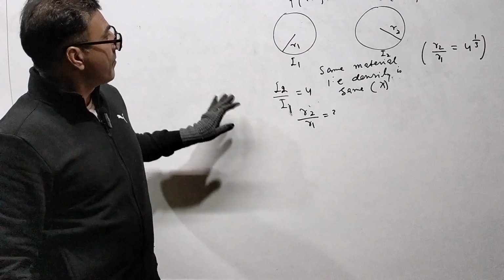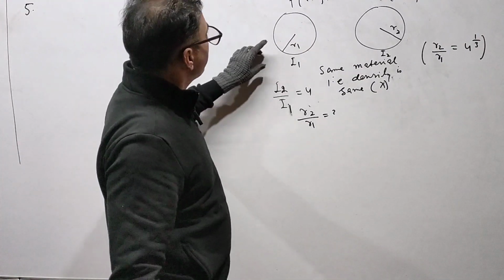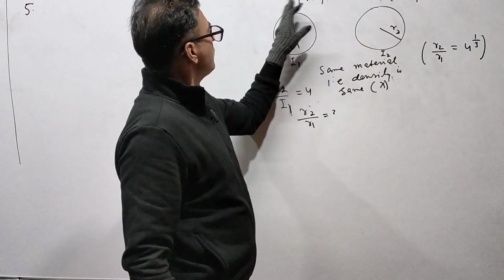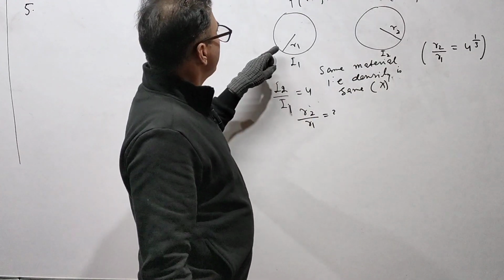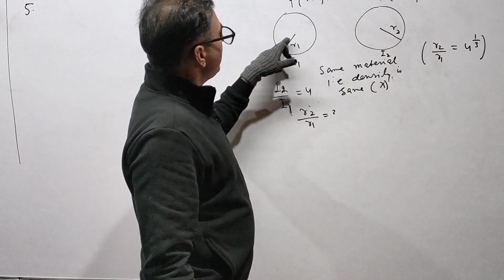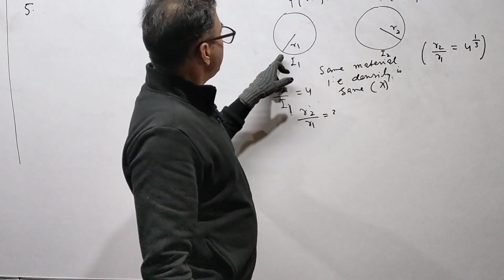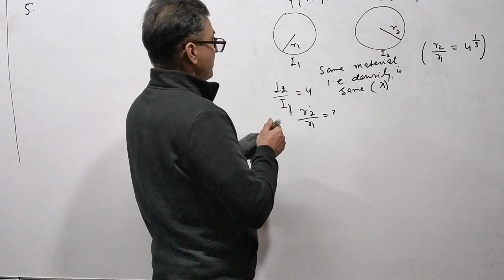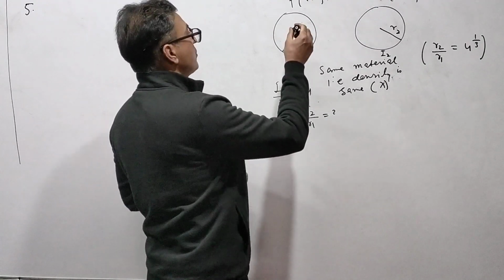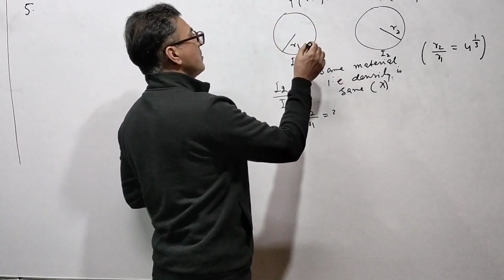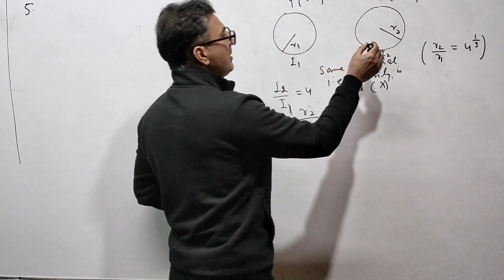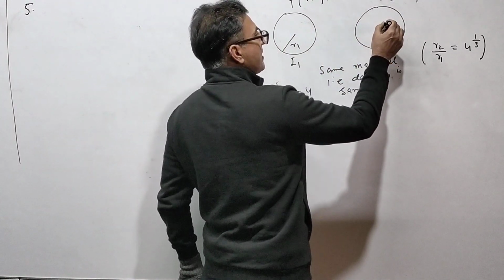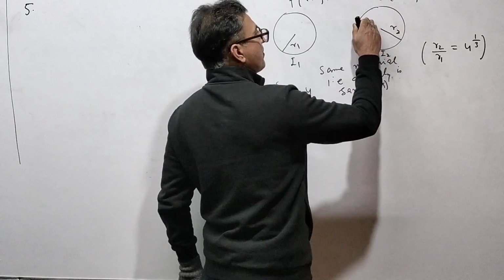Okay. This is the 5th problem. We have 2 rings, P and Q. These are 2 rings, right? This ring has a radius r1, this ring has a radius r2, and this ring has a moment of inertia I1 about an axis passing through the center of mass perpendicular to the plane of the ring. This ring has a moment of inertia I2 about the center of mass axis perpendicular to the plane of the ring.